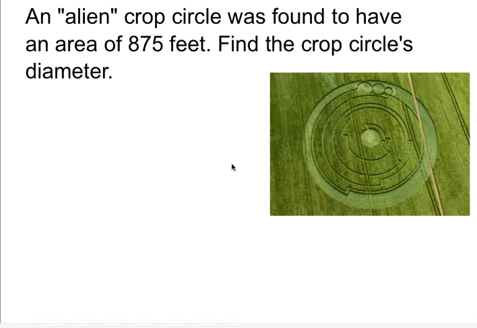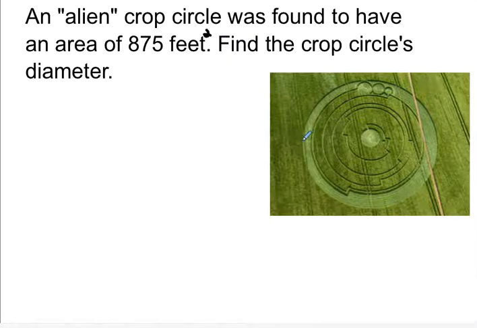Number 5, an alien crop circle, like the one pictured there, was found to have an area of 875 feet. So all of the grass that's inside the outer ring here, if you added up all of that area, it'd be 875 feet squared. Sorry about that, that should be squared. Find the crop circle's diameter.